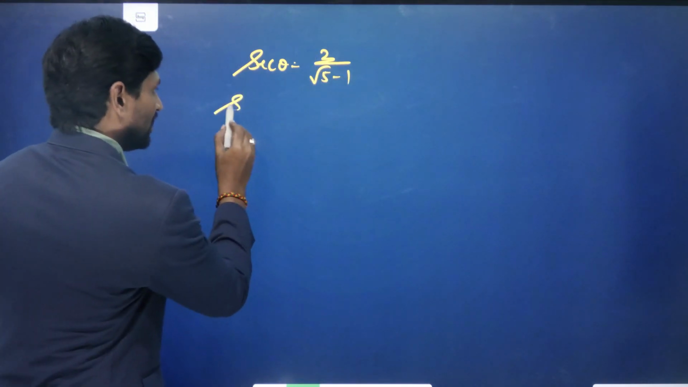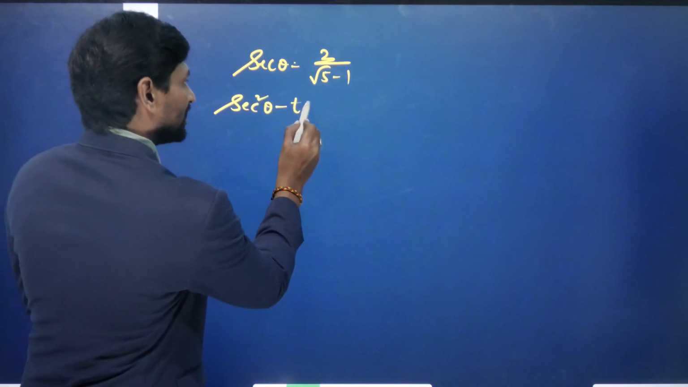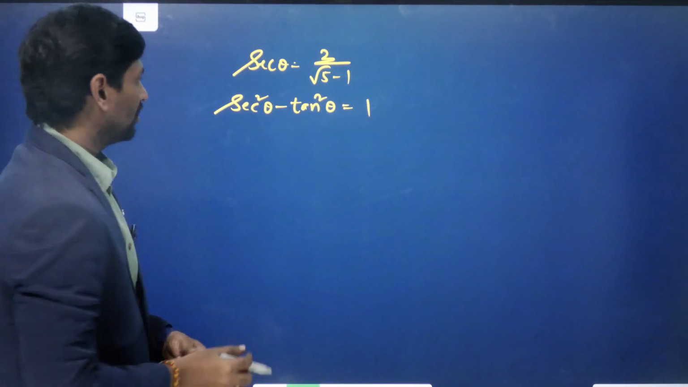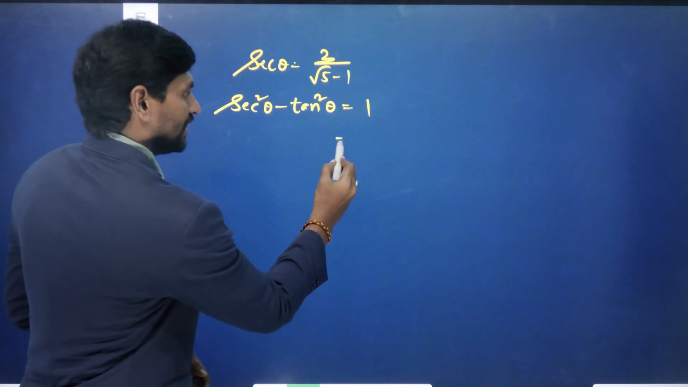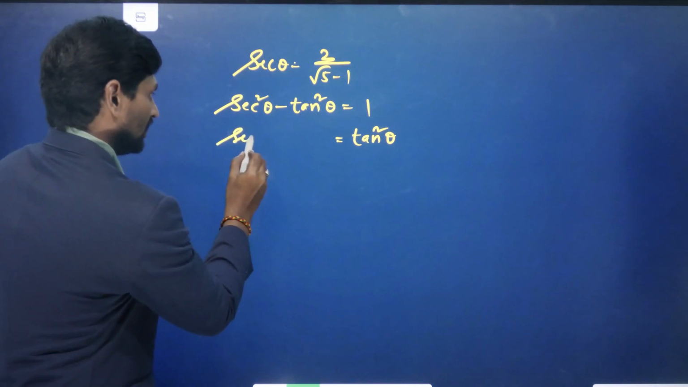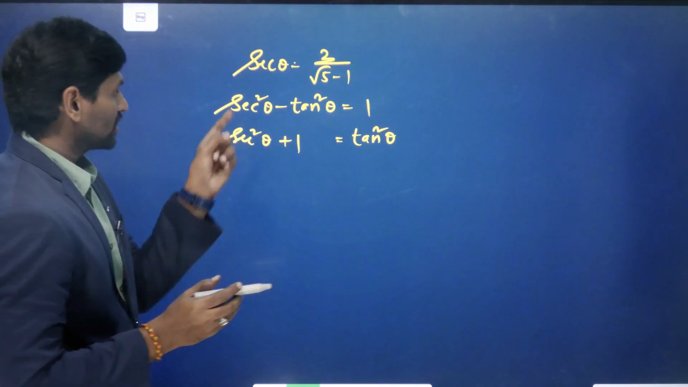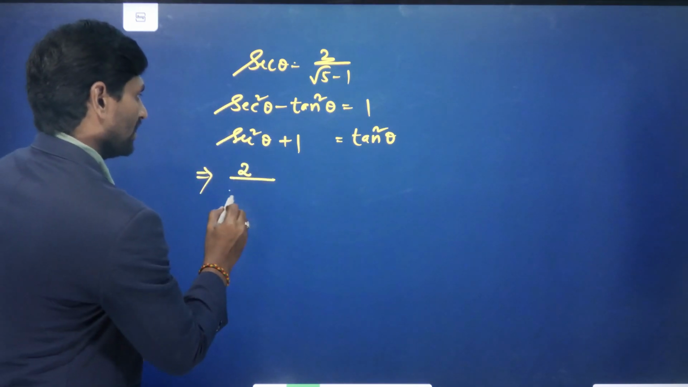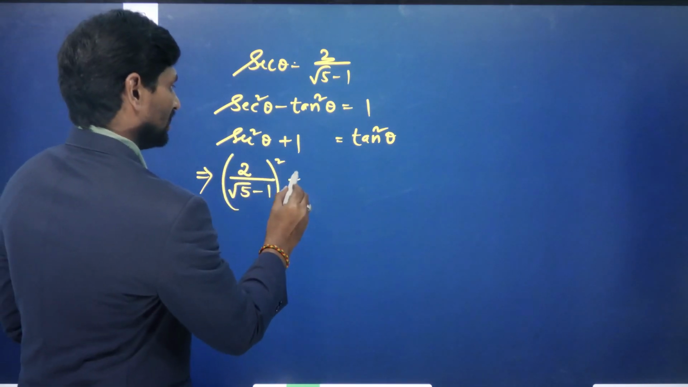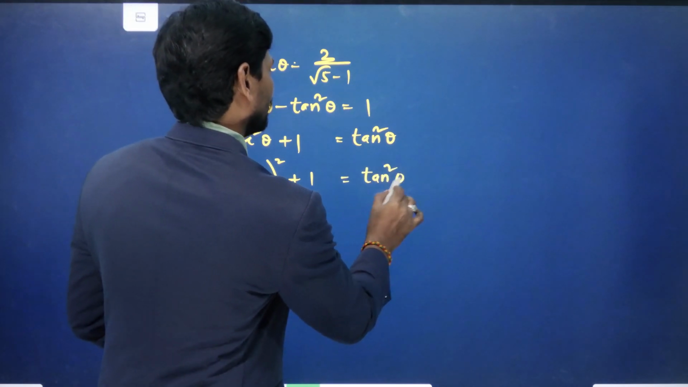I am using one of the trigonometric identities: secant square theta minus tan square theta equals 1. From this, tan square theta equals secant square theta minus 1. Substitute the secant square theta value here: 2 by root 5 minus 1, whole square, minus 1, equals tan square theta.